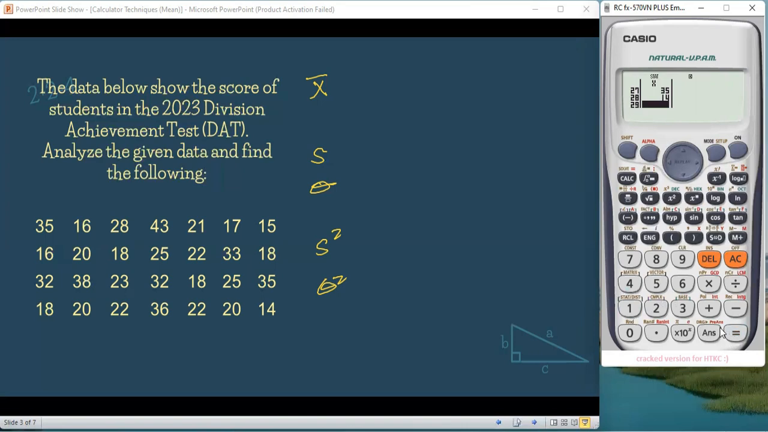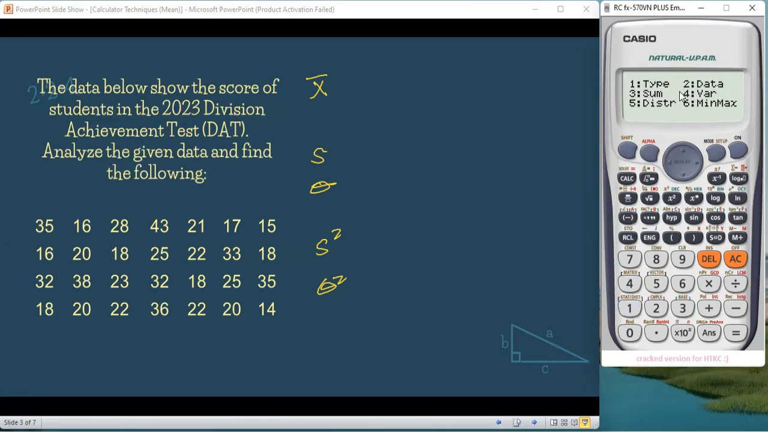So there are only 28 data. Let's check: we have 1, 2, 3, 4, 1, 2, 3, 4, 5, 6, 7. So 7 times 4 is 28, which means our data are correct. For now, click AC. Don't click shift off, because all our data will be erased. Only AC. Then click shift, then 1, because that is where stat or distribution is. Let's click that one.